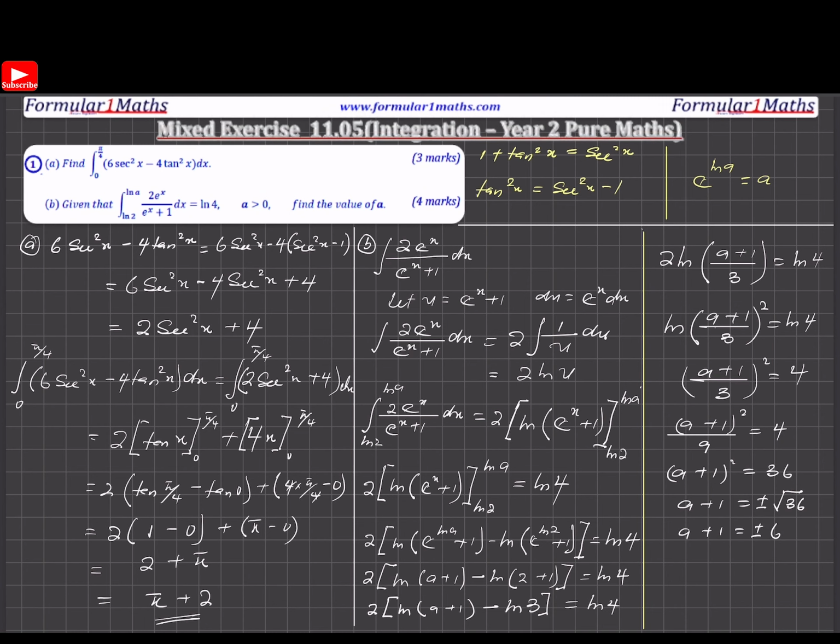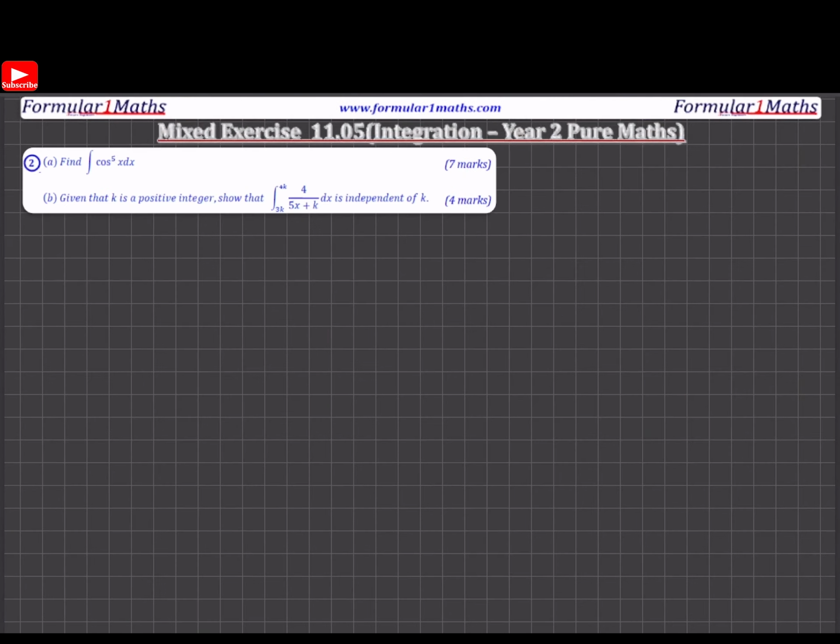So we can now have two values. One will be a is equal to 6 minus 1, which is equal to 5. And the other value will be a is equal to minus 6 minus 1, which will be minus 7. But we are told that the value of a is greater than 0, and so the valid answer for this is a is equal to 5. And that's the answer required.